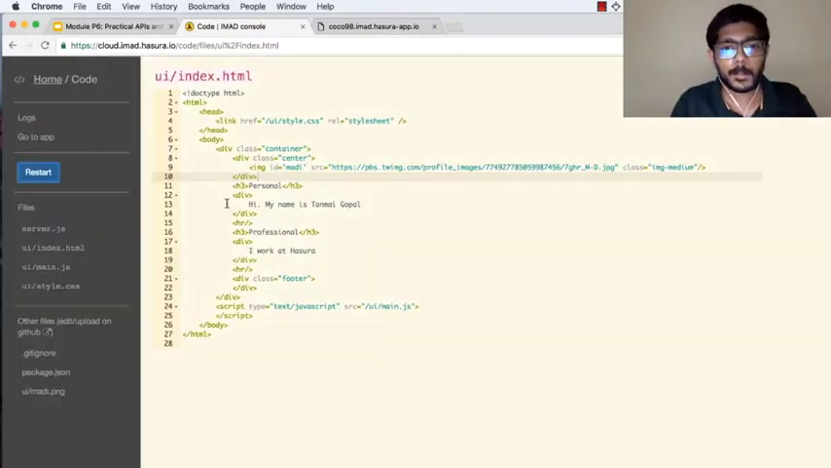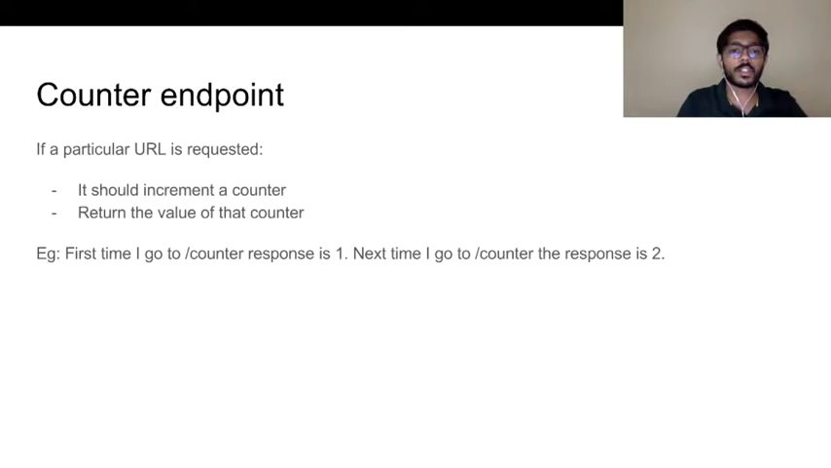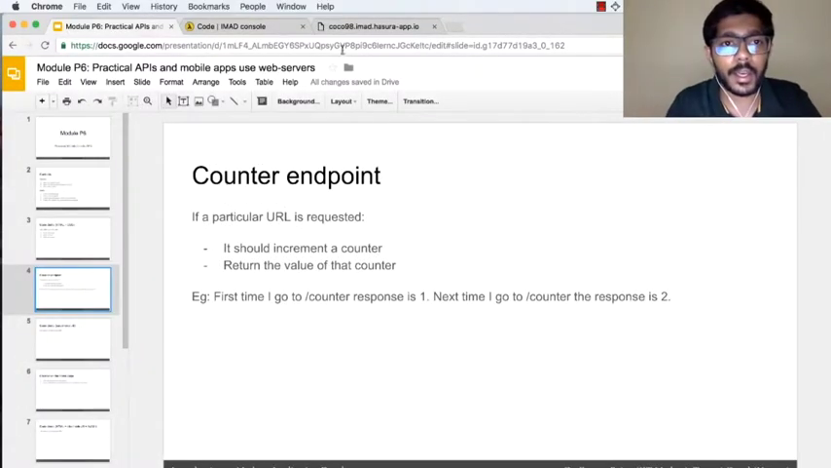Let's save this. So now what we want to do is we're going to add a counter endpoint. What this counter endpoint will do is it will be a new URL on our server, just like say slash or slash article1 or article2. We're going to have a new endpoint, and what this endpoint will do is that it will increment a counter. The first time I go to this endpoint, it will give me a 1. The next time I go, it will give me a 2. If somebody else goes to this endpoint, it will be 3. Then if I go to the endpoint, it will be 4. So let's see what that would look like.